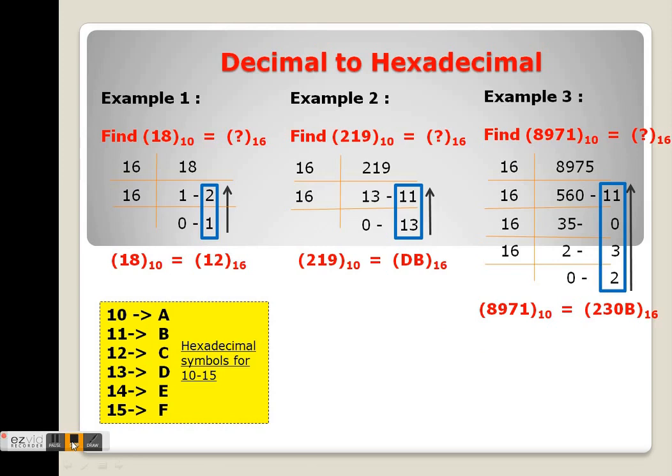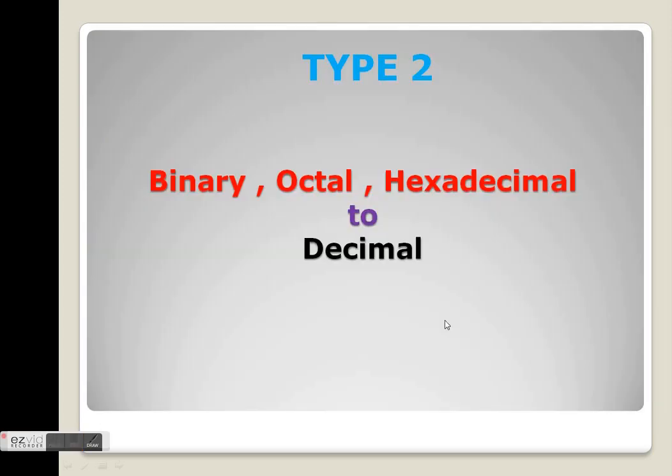Students, as we know that the symbol used to represent 11 in hexadecimal is B and the symbol used to represent 13 in hexadecimal is D. So the final value in hexadecimal will be DB. Students, you can check another example. In example number 3, we want to find out the hexadecimal equivalent of the number 8971 and the value we obtained in this case is 230B. Students, let's now understand how we can convert the binary, octal and hexadecimal numbers into the decimal equivalent.